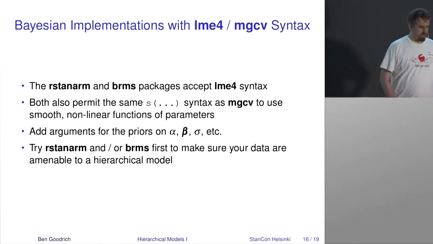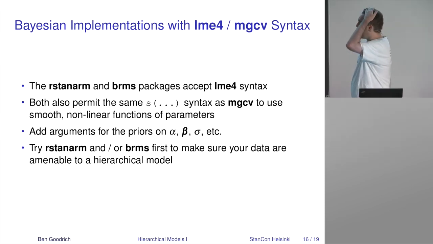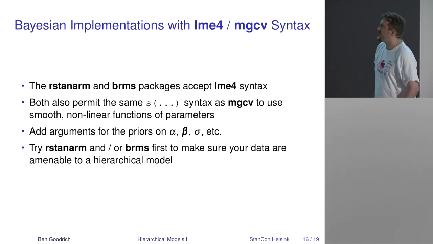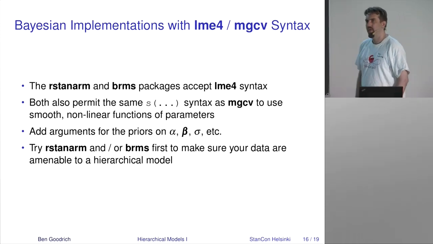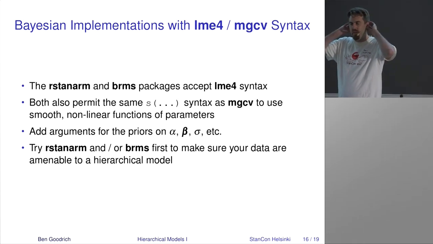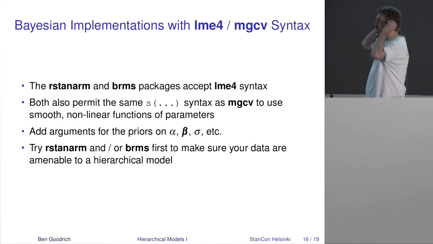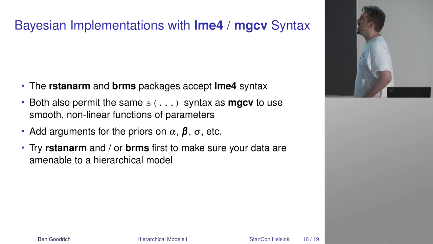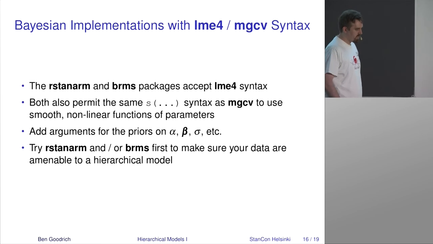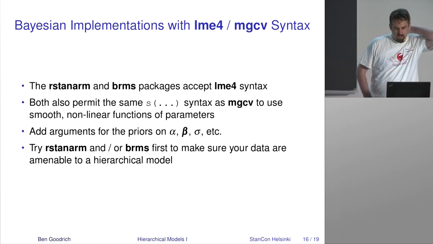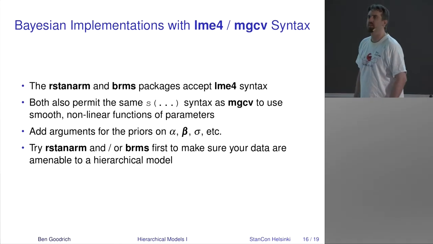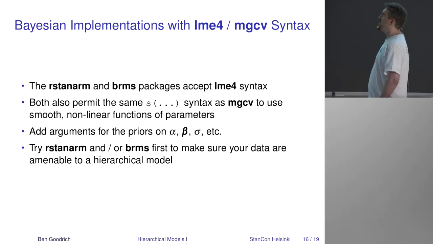So for the last 10 minutes or so of this session, I want to get into RStanarm. RStanarm and brms, which we'll talk about when we come back from the coffee break, are R packages that accept the same syntax as lme4, but they use Stan, and in particular MCMC, to estimate the parameters of the model, the posterior distribution, using the Bayesian perspective. Also, RStanarm and brms adopt the syntax for specifying splines that is introduced in the mgcv package, which comes with R, to estimate smooth but not necessarily linear functions of these predictors.